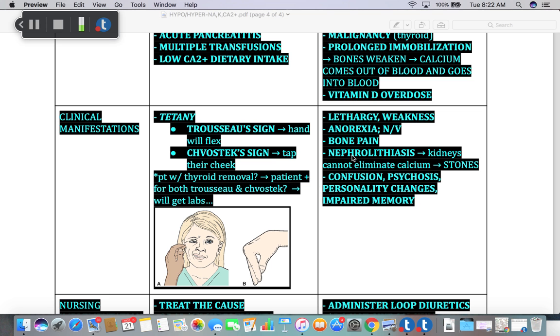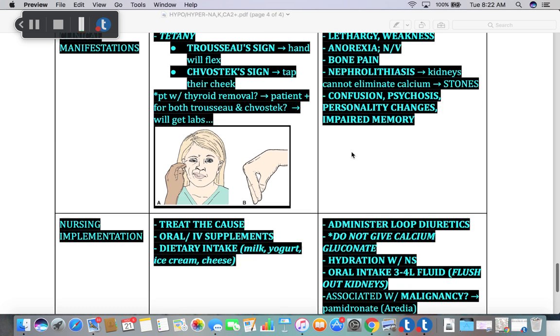With hypercalcemia, your patient's going to be lethargic and weak, anorexic, with nausea, vomiting, and bone pain. They'll have nephrolithiasis because the kidneys cannot eliminate calcium, and this leads to stones. Patients can be confused, psychotic, have personality changes, and impaired memory.